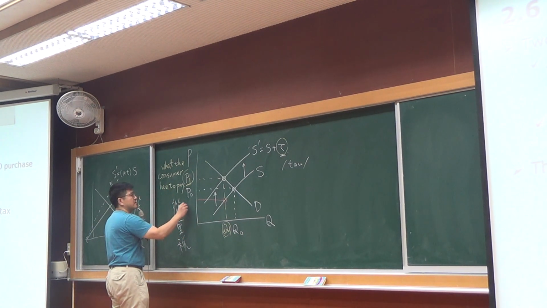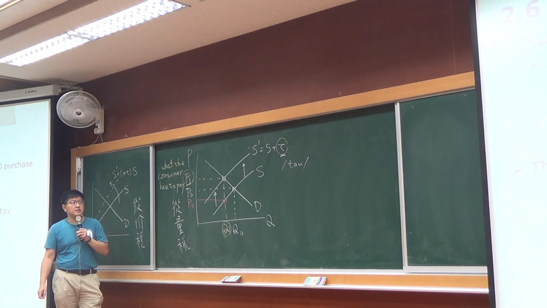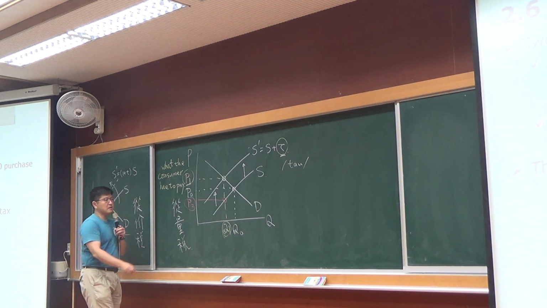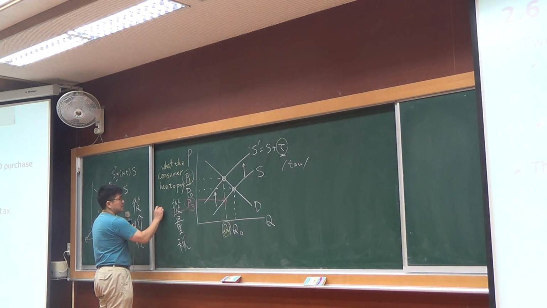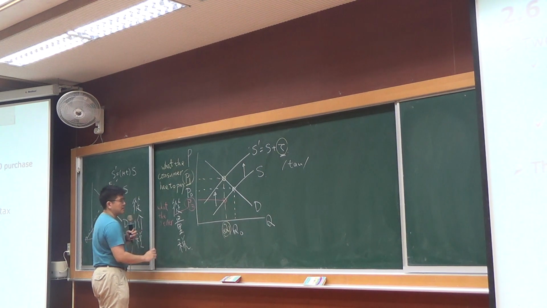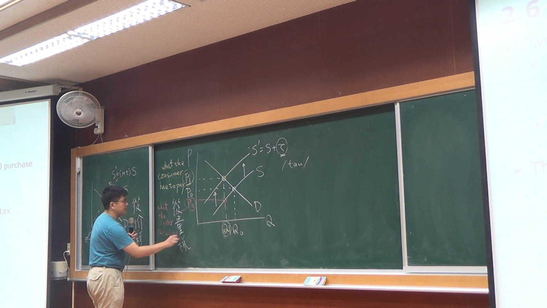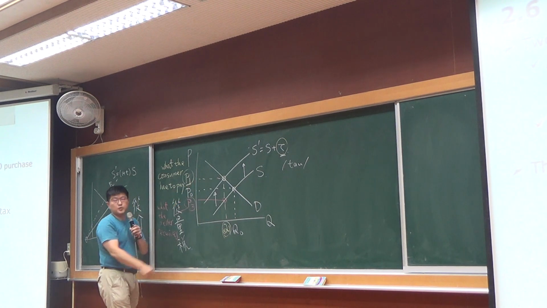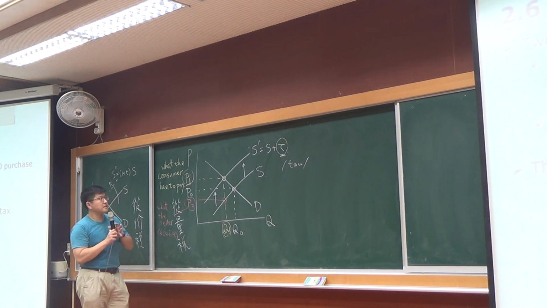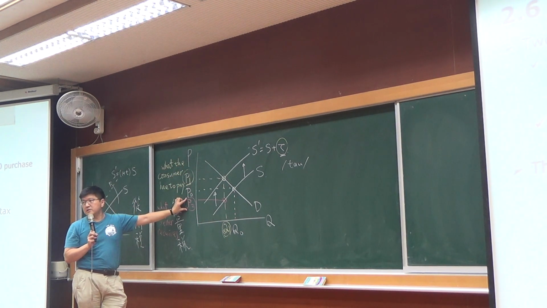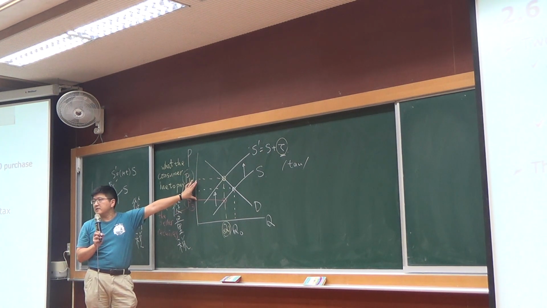And we have another price, P2 here. And what is P2? P2 is the price the supplier, the seller, receives. So there is a gap between P1 and P2. The consumer pays P1. However, the seller, the producer, receives P2. There is a gap, and who gets the gap? Where does the gap go?